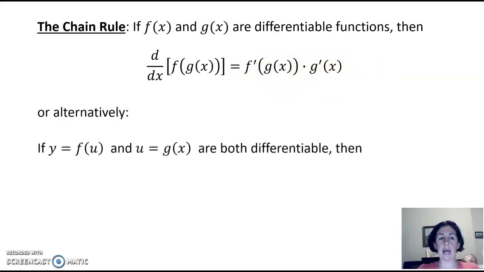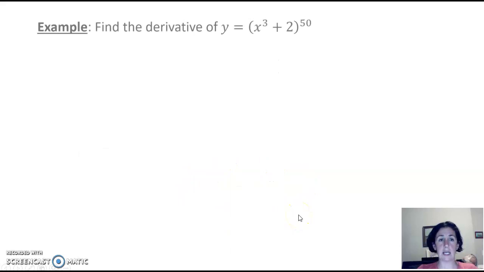Another way we could look at it is that if y was a function of u and u was g of x, so if y was f and we call g of x u, then the derivative of y with respect to x would be the derivative of y with respect to u times the derivative of u with respect to x. So I'll start by using this to help you a little bit here. Let's take a look at our first example.